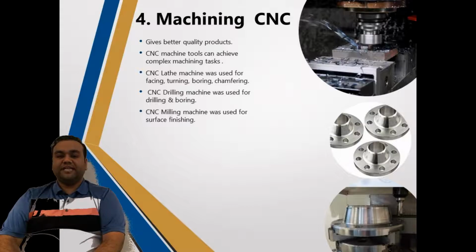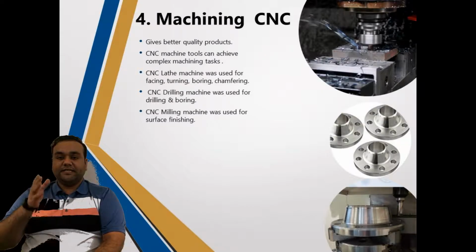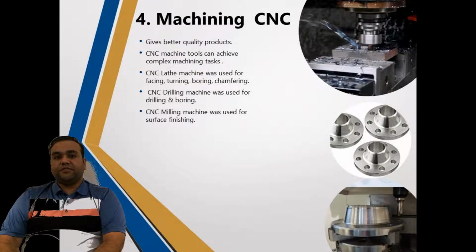I'm going to talk about the last two processes in the production of this flange, which are machining and inspection. For machining, we decided to use CNC machines, which give better quality products to achieve realizable goals. The development of CNC machines is considered an outstanding contribution to machine tool engineering. Intelligent use of CNC machine tools can achieve complex engineering tasks.